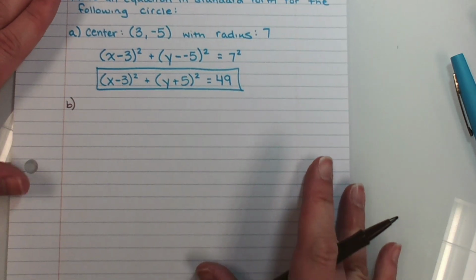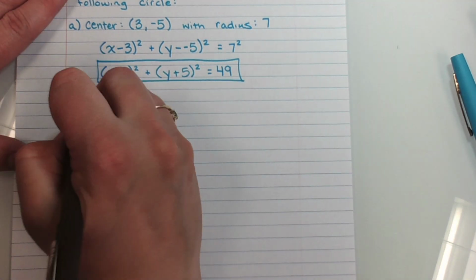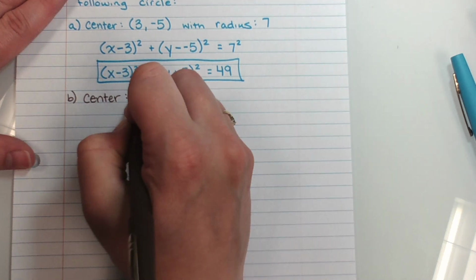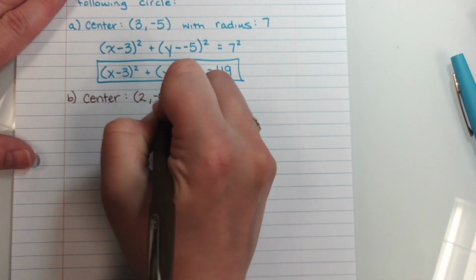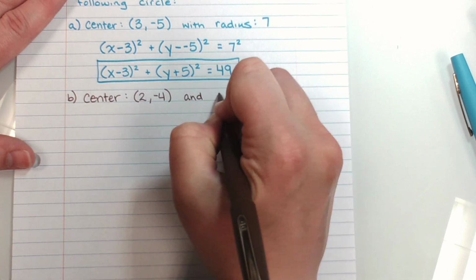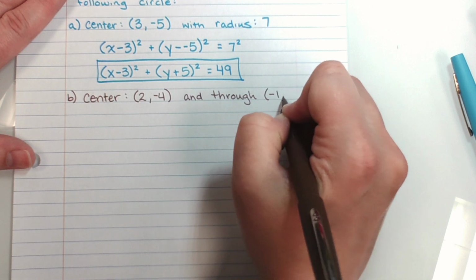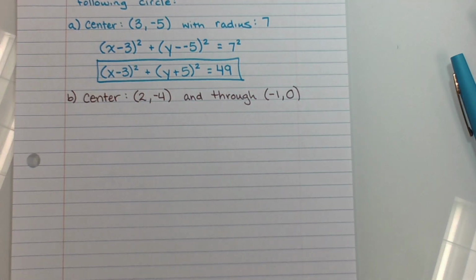They won't always be quite that easy. Oftentimes they're going to give you different options. They're going to give you a center, and they might tell you that it goes through a specific point. The two things that we need to write the equation of a circle is the center and the radius. We have the center, we're good there. We don't have a radius.